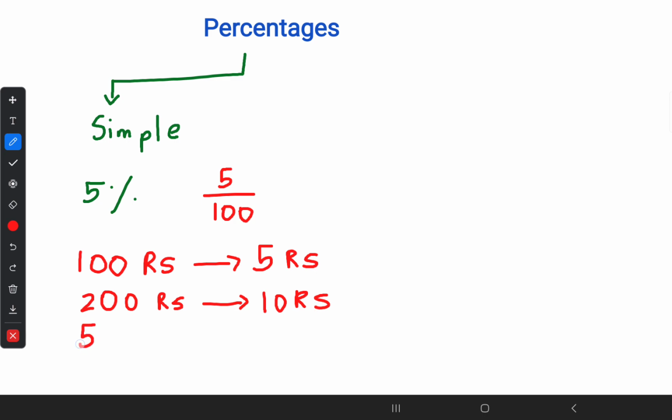If I invest 500 rupees, think about it. If my investment is increasing, it is directly proportional to the interest as well. The interest will increase by the same multiple. Look here: 100 multiplied by 5 times will give you 500. Likewise, 5 also should be multiplied by 5 times. So at the end of the year, I will receive 25 rupees as my simple interest. This is called simple interest in a simple way.